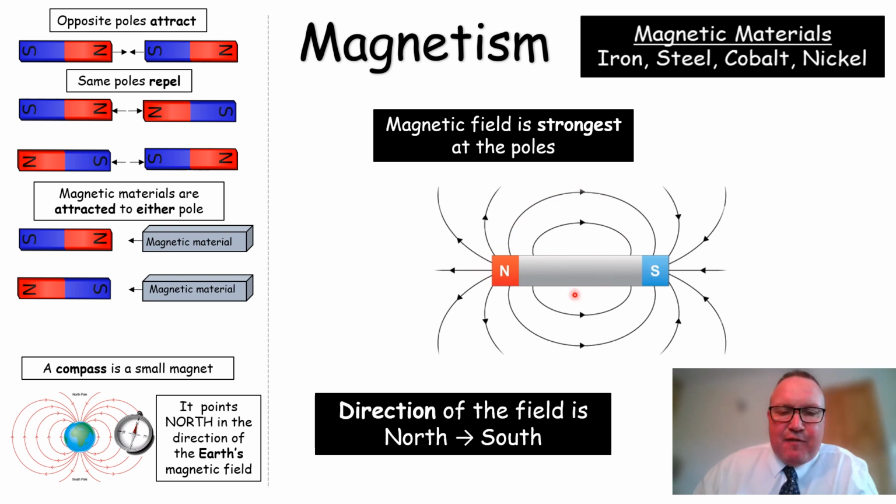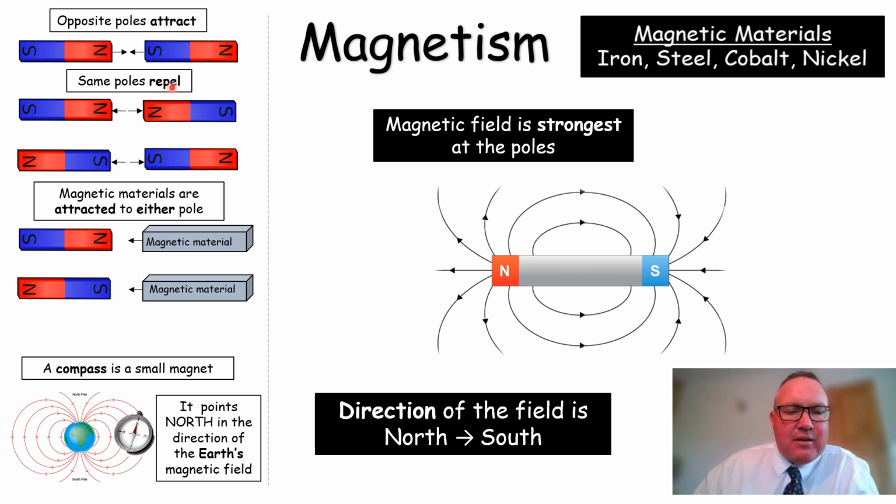Now the magnetic force of a magnet can attract some metals, not all metals. You have to remember that the 4 magnetic metals are iron, steel, cobalt, and nickel. So a North Pole and a South Pole will always attract magnetic metals.